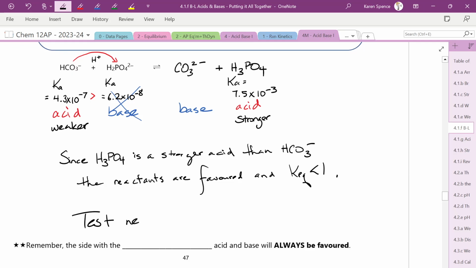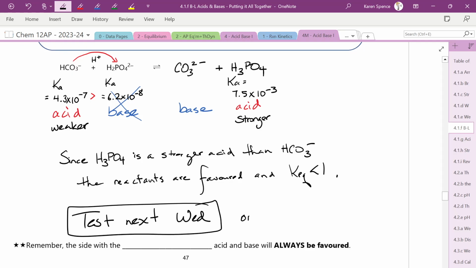Do you have a quiz on Monday? Yes, you do. That gives me Tuesday to give it back to you, and then your test is on Wednesday. So we have a test next Wednesday on acid base 1. You shouldn't want to put it off anyway. At this point, you should know mostly everything. Lots of you did very well on the calculation part. So it's just a matter of studying the non-calculation part over the weekend.